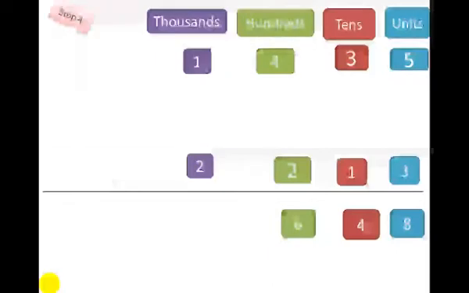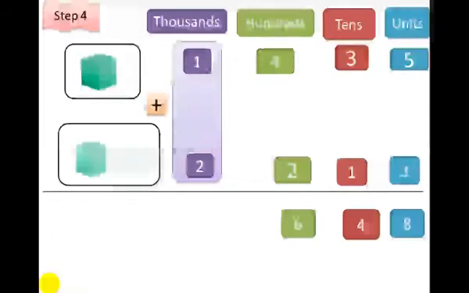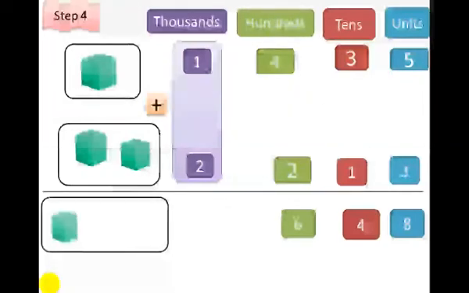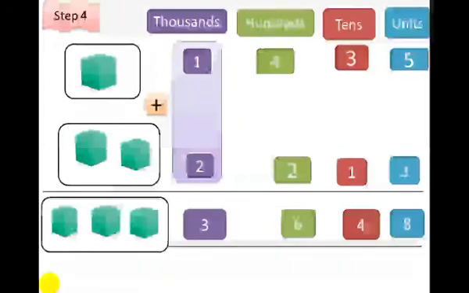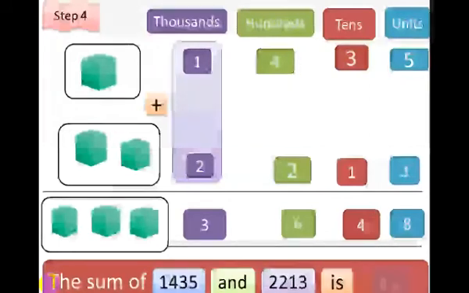Next, we add the digits in the thousands place. 1000 plus 2000 equals to 1000, 2000, 3000. The sum of 1435 and 2213 is 3648.